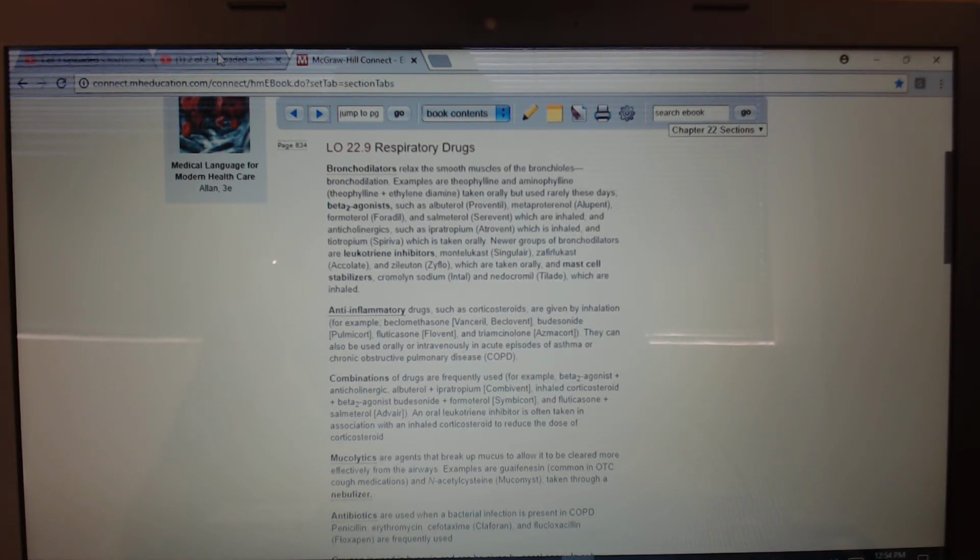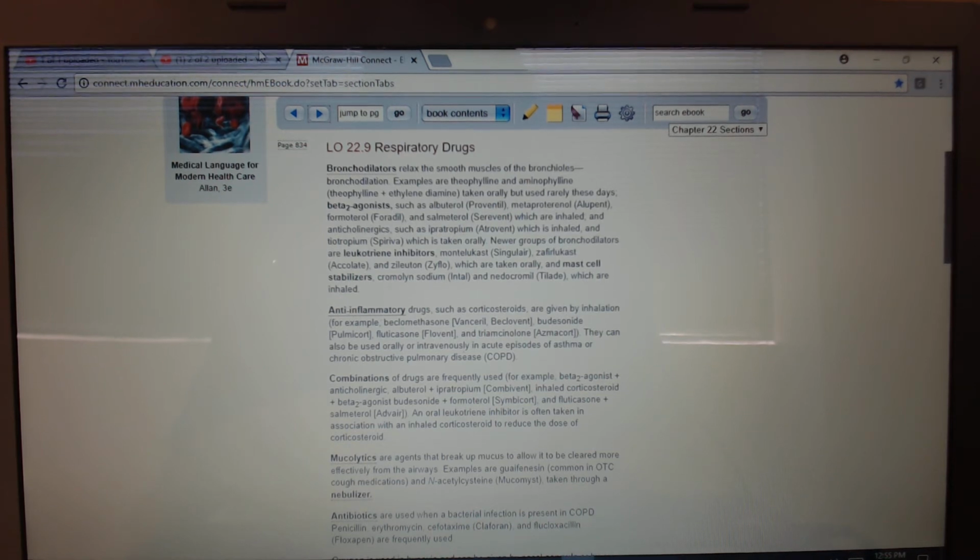Newer groups of bronchodilators are leukotriene inhibitors, montelukast, Singulair, zafirlukast, Accolate, and zileuton, Zyflo, which are taken orally, and mast cell stabilizers, cromolyn sodium, Intal, and nedocromil, Tilade, which are inhaled.